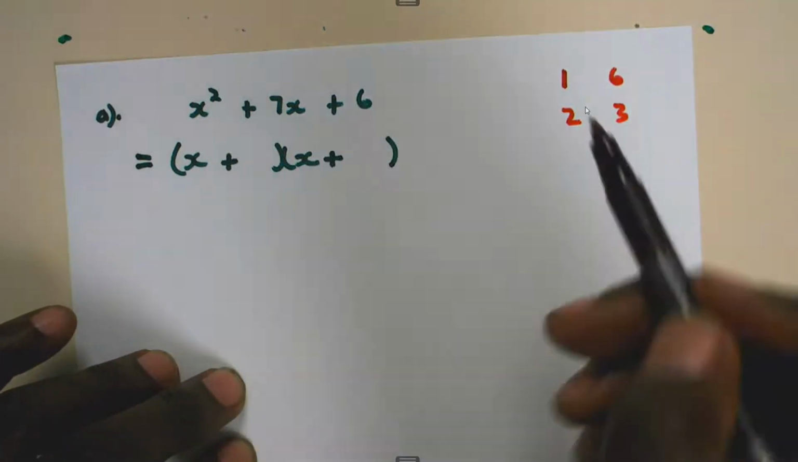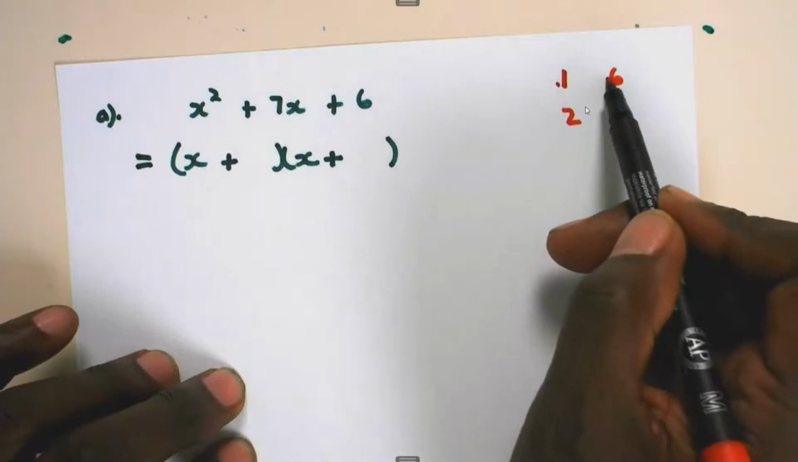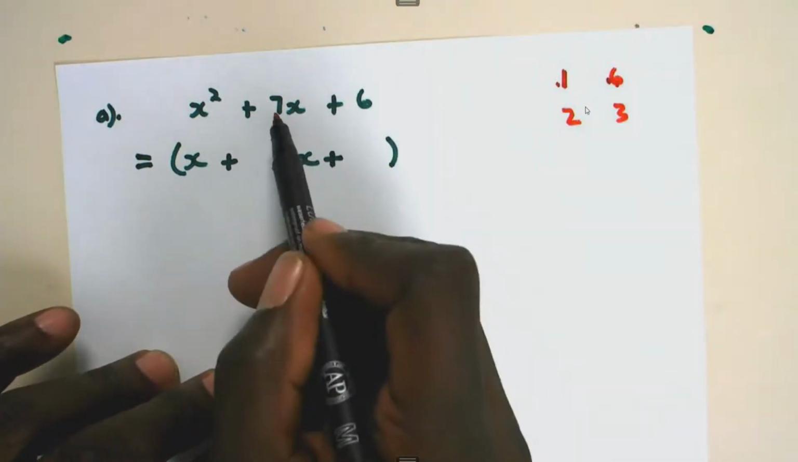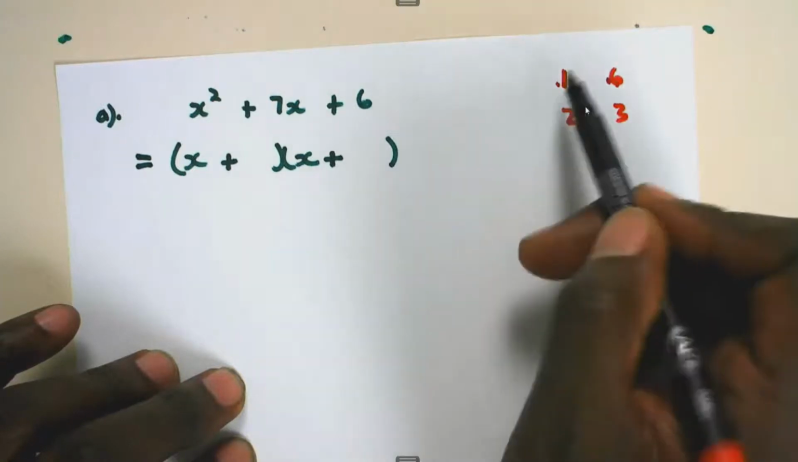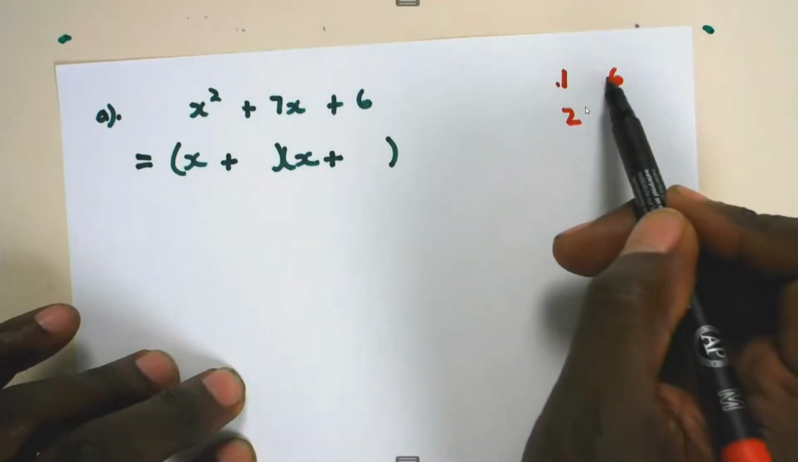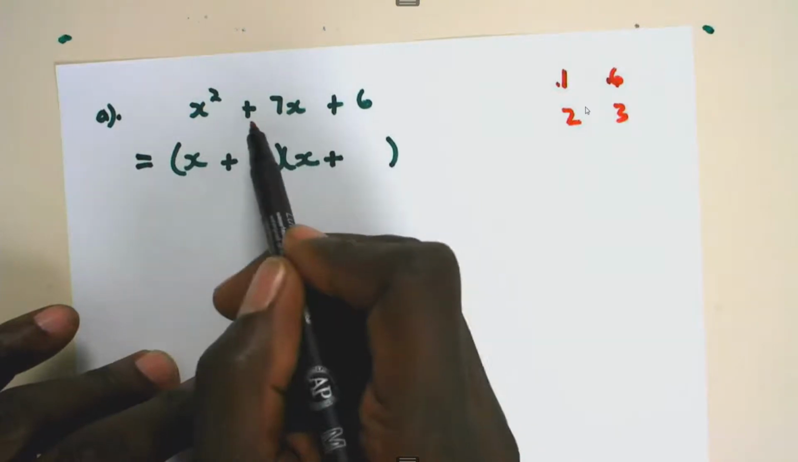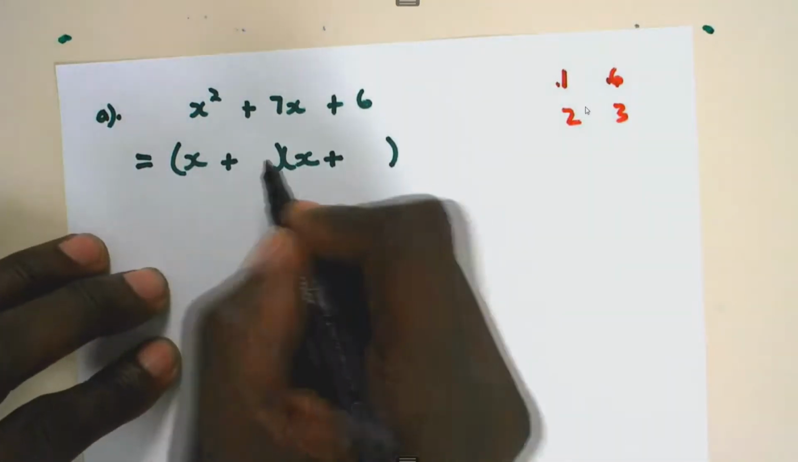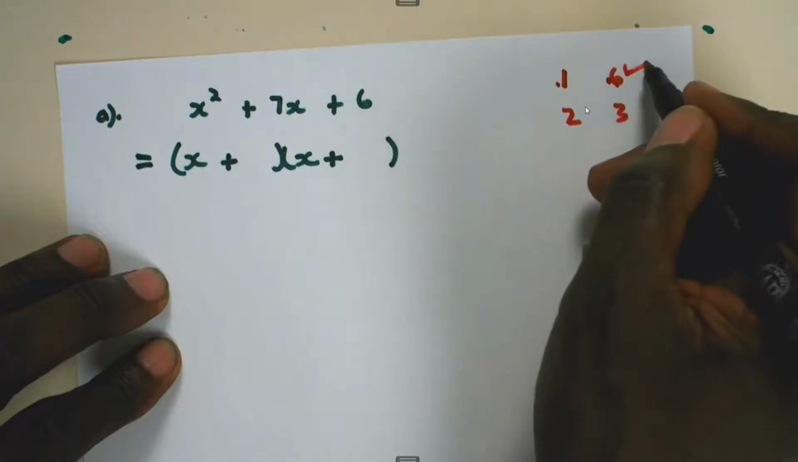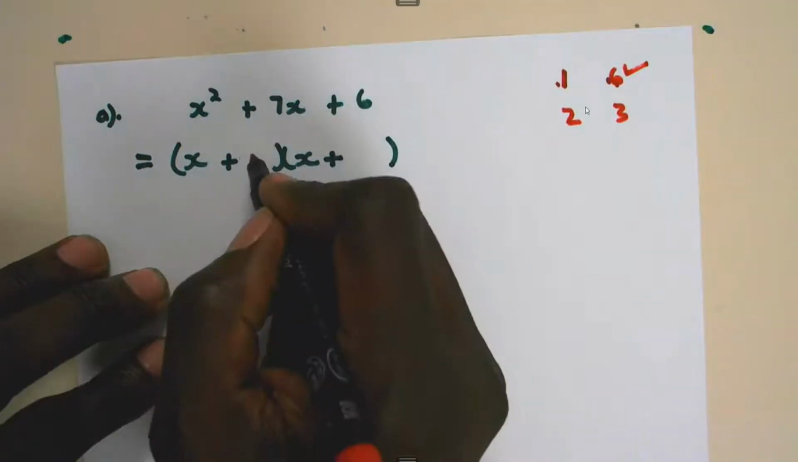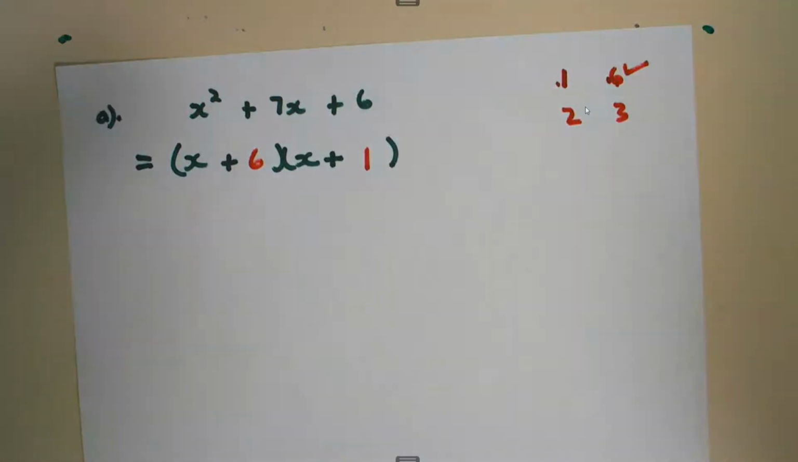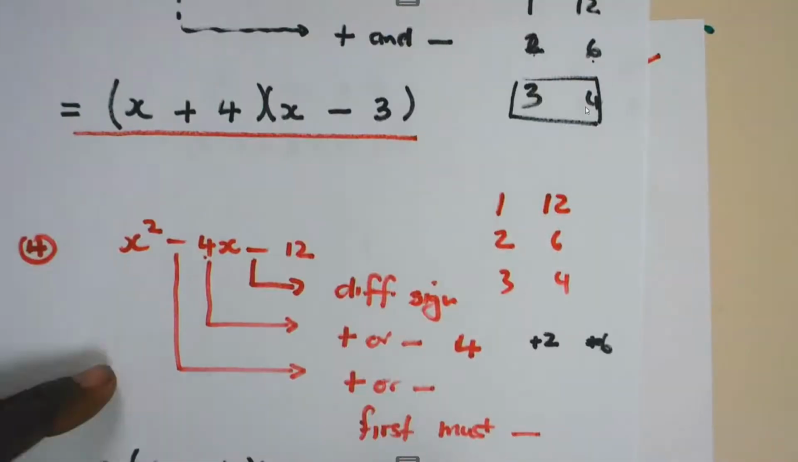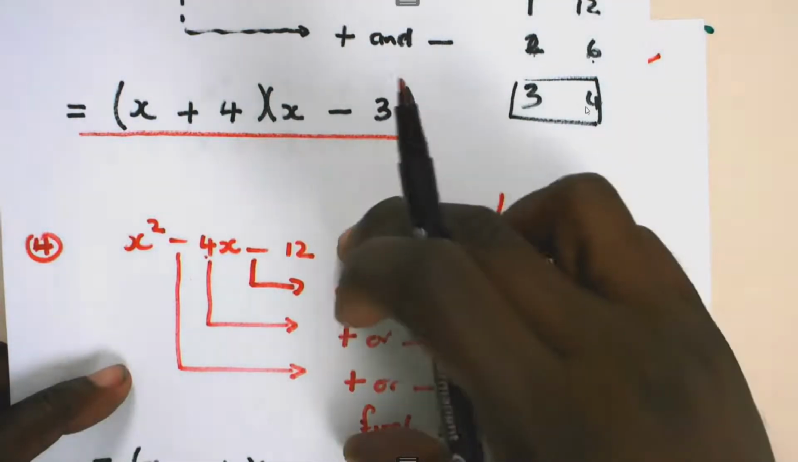Now, if 1 is positive and 6 is positive, when you add them, you get positive 7. If it is negative 1 and negative 6, you don't have negative 7, you have positive. It means here, always start with the bigger factor. It will be 6 and 1. So that is that. This information is very important. If you understand this information, it's very clear, you can do it.